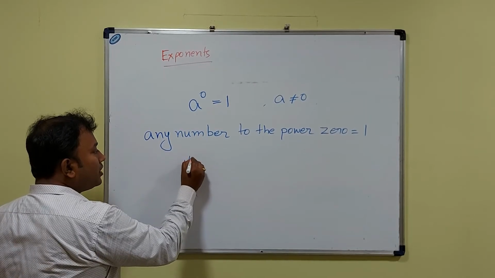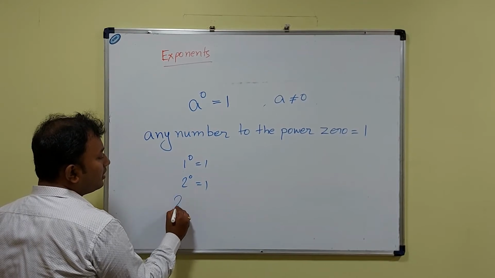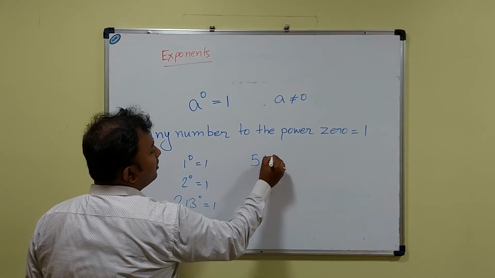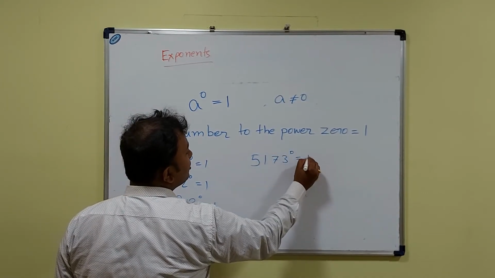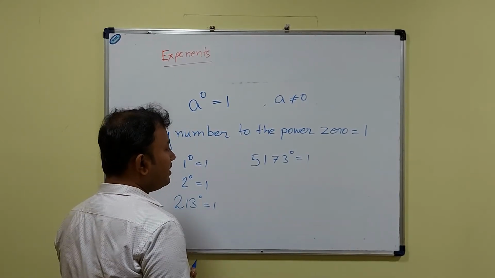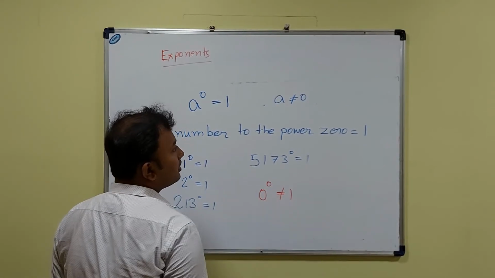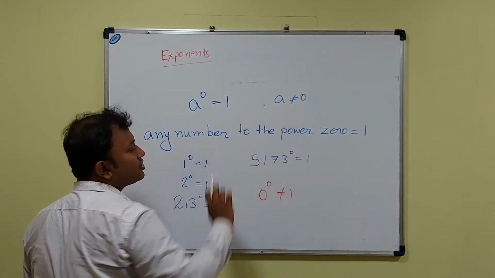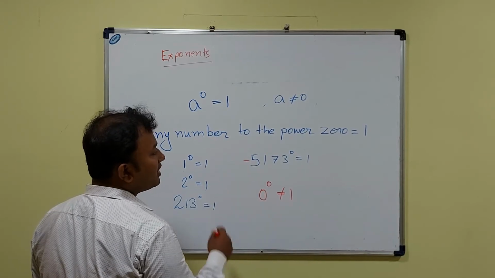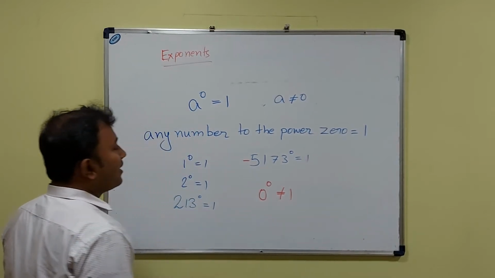That means 1 to the power 0 is equal to 1, 2 to the power 0 is equal to 1, 213 to the power 0 is equal to 1, 5173 to the power 0 is equal to 1. No matter whatever the number is, but the condition is that 0 to the power 0 is not equal to 1. That's why I have written a should not be equal to 0. A can be any number, this can be negative also. Minus 5173 whole to the power 0 is equal to plus 1, not minus 1.